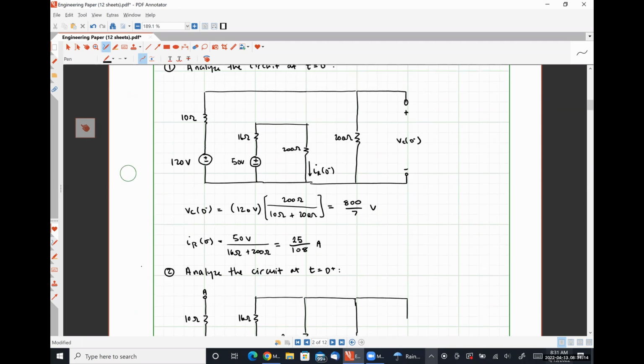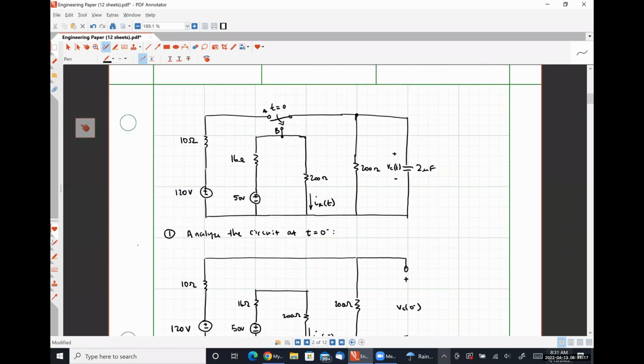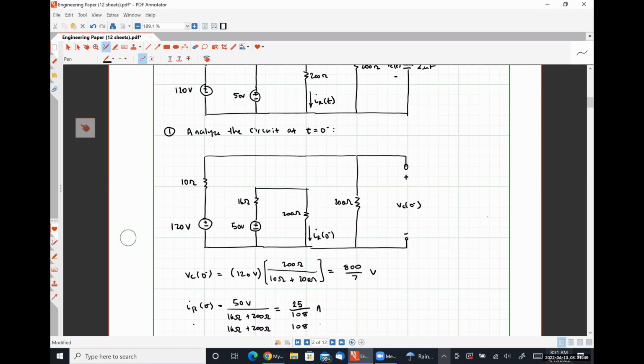I've redrawn it slightly here. So with that switch closed at position B, that's putting the 200 ohm resistor on the right in parallel with the 200 ohm resistor on the left. And then since the capacitor is in parallel with the 200 ohm resistor on the right, I've just included it there. So I should see 16 ohms in series with 50 volts, in parallel with 200, in parallel with 200, in parallel with our capacitor when our switch is closed at B. Are we all okay with that representation? All right.